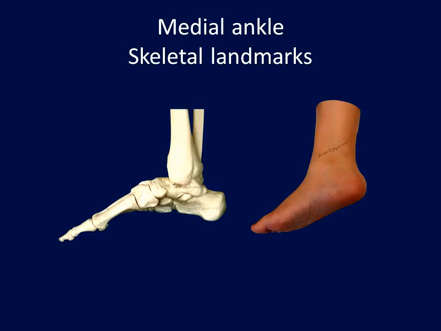The medial malleolus is a palpable projection from the lower end of the tibia. The sustentaculum tali of the calcaneus can be felt 2 cm below the medial malleolus. The tuberosity of the navicular is usually visible and can be felt about 2.5 cm anterior to the sustentaculum tali, right here.